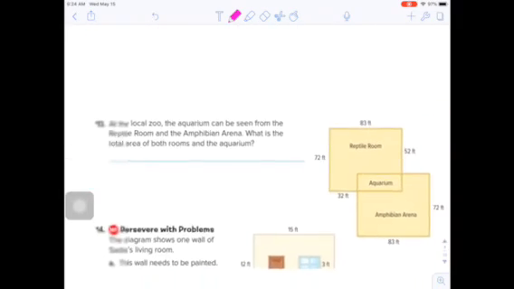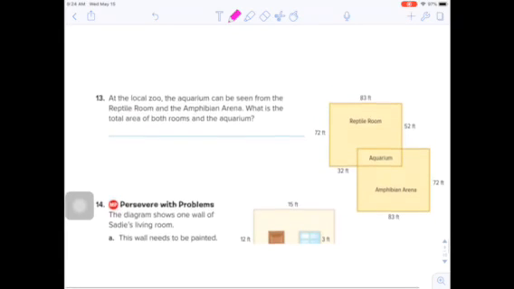Okay, moving on, page 723. Okay, the overlapping figure. So this is another problem. It's a little bit more difficult, but I'm going to explain what we do here. So when you have an overlapping area, such as this aquarium, you want to get rid of that area, or else it's going to be counted twice.